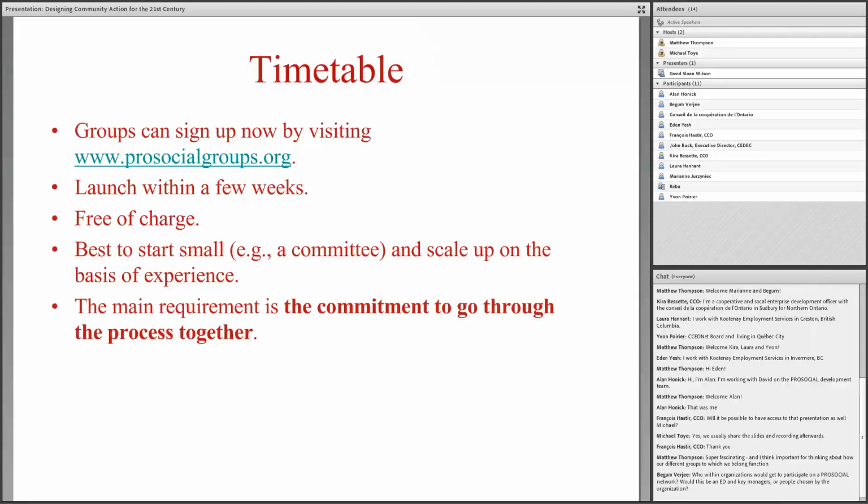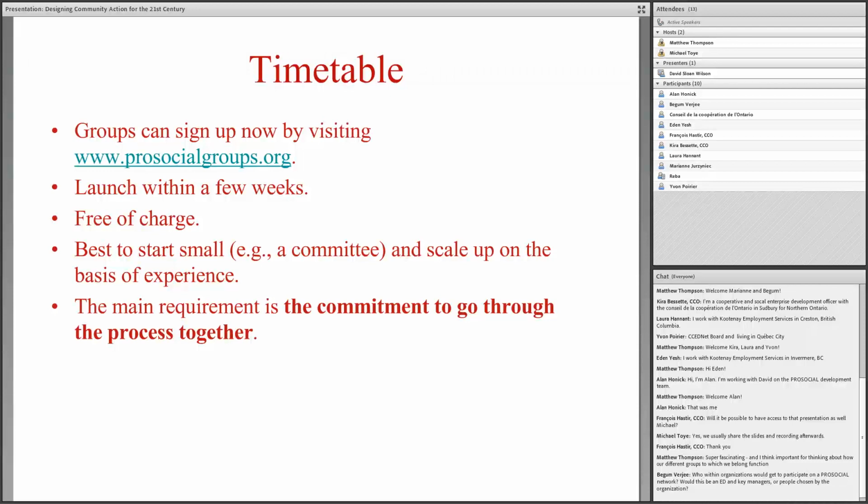And so I think that if you're in a position to start, and if you're a very small group, then please, everyone sign up and do it as a group. If you're a larger group, and you have subgroups, then we recommend that you start with a subgroup, a committee of some sort, and then let them go through the process, and then scale up on the basis of the experience.